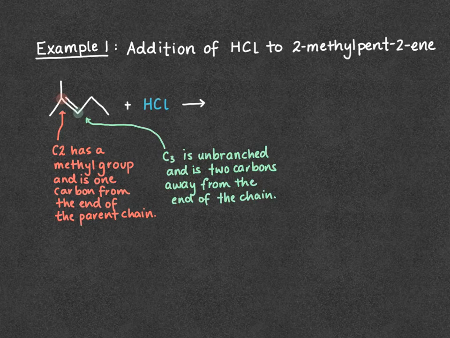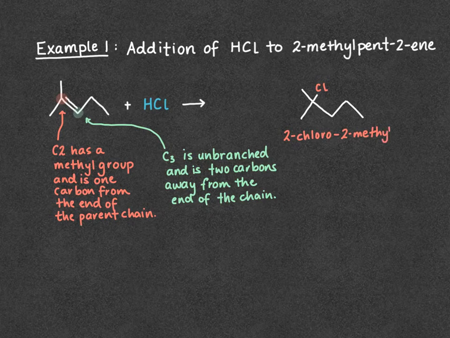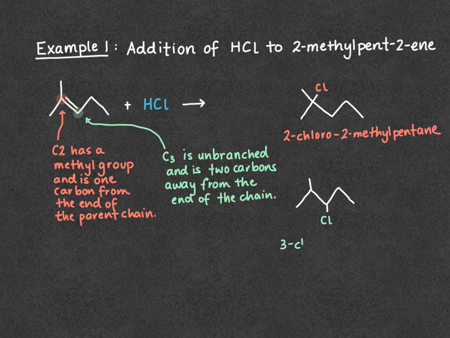Because these carbons are not the same, substituting the chlorine on either carbon will give us different products. So our first product, if we substitute the chlorine onto that red carbon, I'm going to do the chlorine in red this time. This product is going to be called 2-chloro-2-methylpentane. If we substituted that chlorine onto the green carbon instead, we would get 3-chloro-2-methylpentane. So we get isomers as our products.